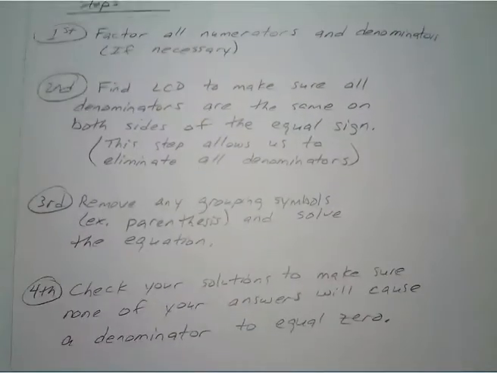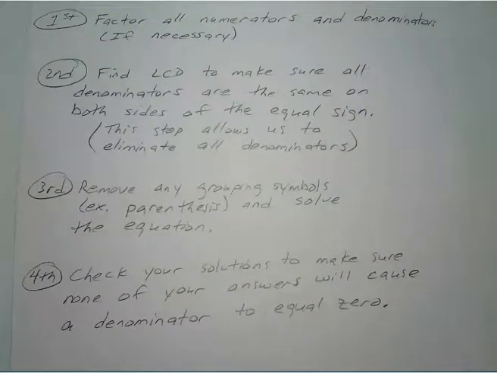Now our third step, remove any grouping symbols. So parentheses, you want to go ahead and use distributing to get rid of those, and then we can go ahead and solve the equation. Now your fourth step is you want to check your solutions, because it is possible you can have more than one solution. As soon as you get more than one solution, you have to check to make sure that if you plug in any of those solutions, your denominator will not equal 0.